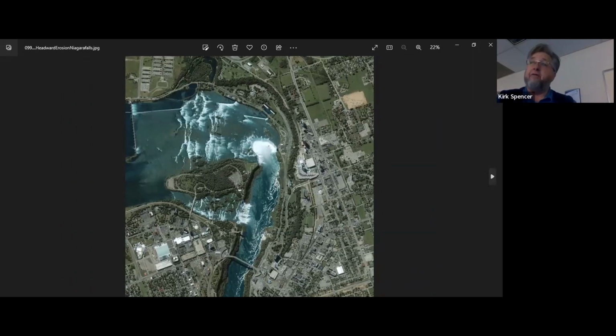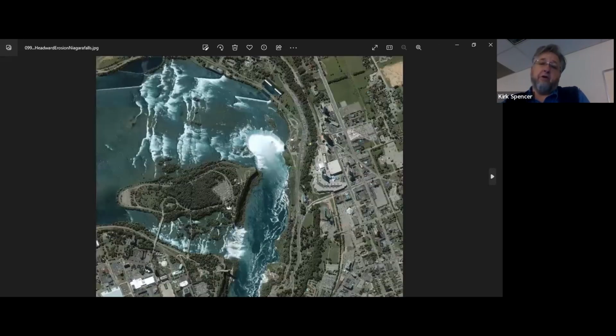Another feature of stream flow is something called headward erosion. Whenever a stream is flowing over some resistant rock layer, it creates a waterfall. This is one of the most famous waterfalls. Do you know its name?